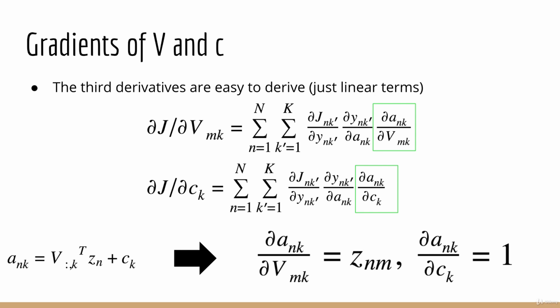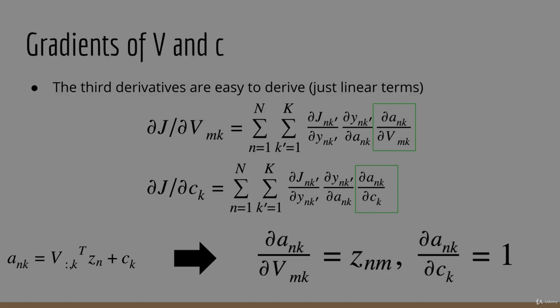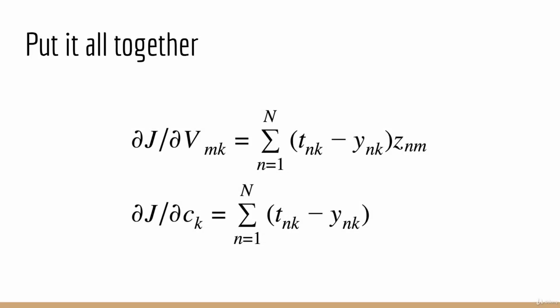Luckily, the third part, which is just a linear transformation, is easy to derive. The derivative of a_nk with respect to V_mk is z_nm, which mirrors what we had before with logistic regression. And the derivative of a_nk with respect to c_k is just 1. Putting this all together, and using the results we found earlier, it's easy to see that these are the following derivatives for V_mk and c_k.